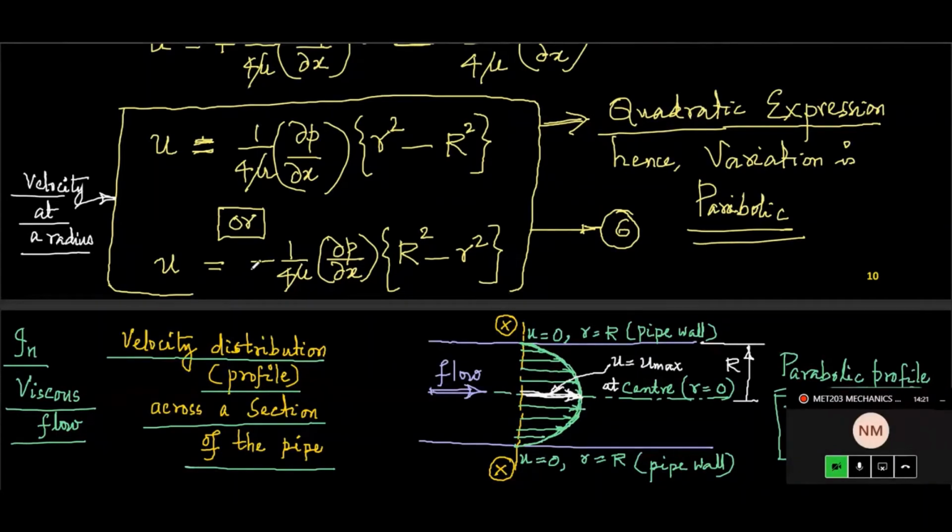From this equation, u is equal to minus 1 by 4 mu dou p by dou x into capital R square minus small r square. For different radii, you substitute the value of r. So what is the radius at the center? At the center, the radius is 0. Capital R is the radius of the pipeline, small r is the radius at which you want to find out the velocity. So small r is equal to 0. If you substitute over here, this expression will have maximum velocity.